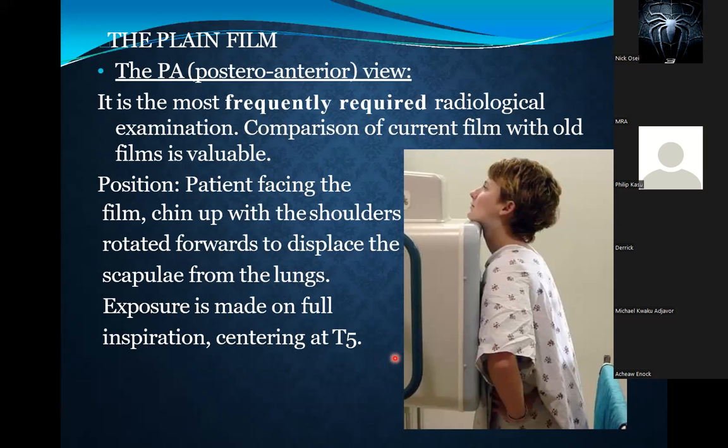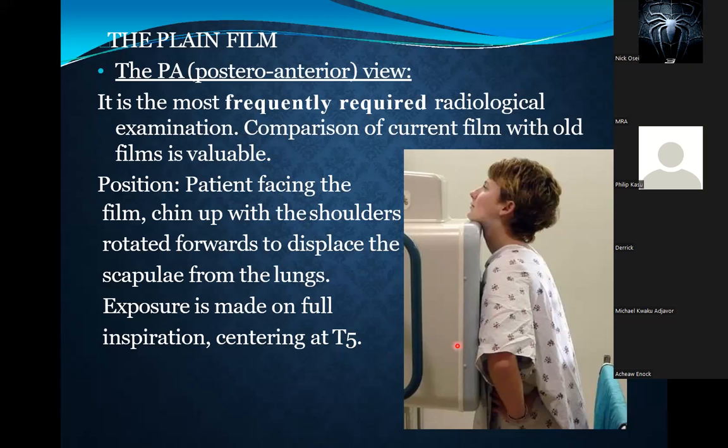In this particular case, if you have old films, it's beneficial to compare them to current ones that you are taking to be able to detect pathologies. So for instance, if someone has taken an X-ray about 6 months ago and has a current pathology now, it would be good to compare them, if available, to be able to know what pathology is there. So basically, this is another image again.